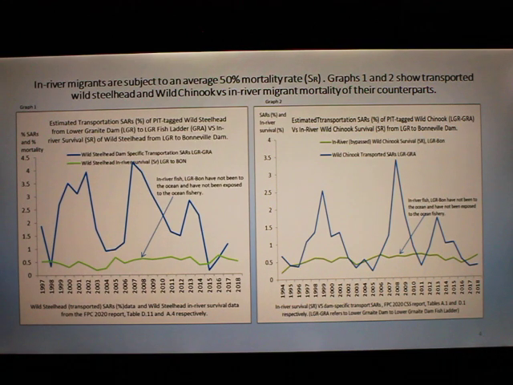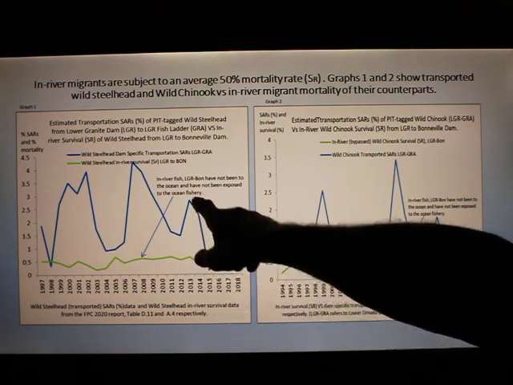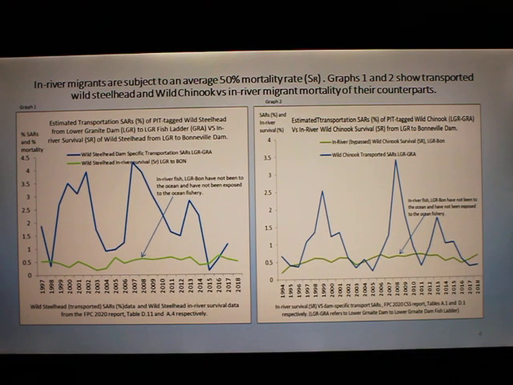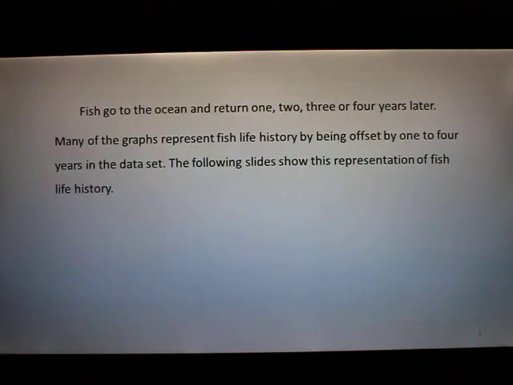Conversely, the blue line are fish that were transported. They went down to the estuary, were released, were exposed to the ocean fishery, survived, came back up the Columbia, up the Snake River, and returned to the Lower Granite Dam adult fish ladder. Fish go to the ocean and return 1, 2, 3, or 4 years later. Many of the graphs represent fish life history by being offset by 1 to 4 years in the data set.